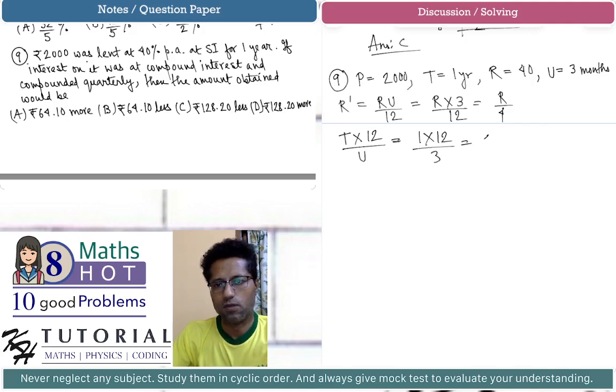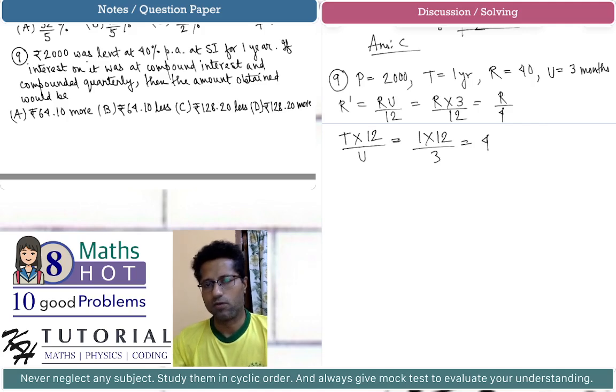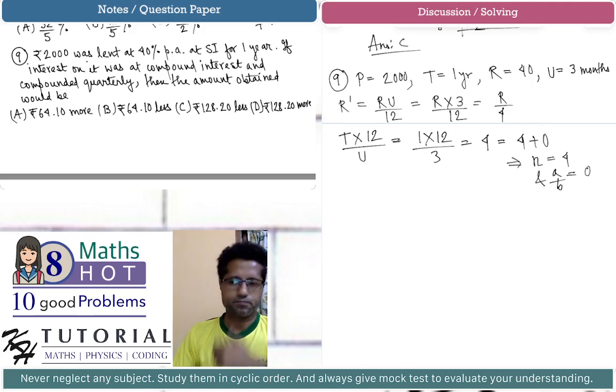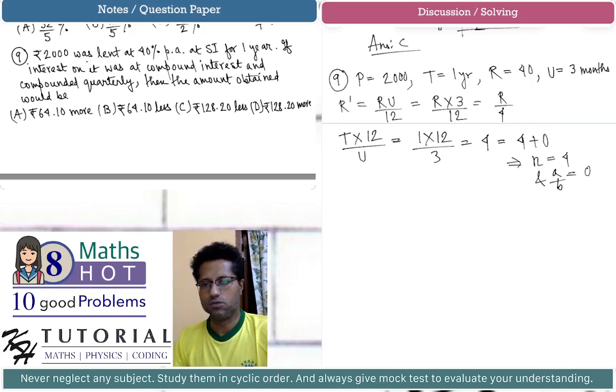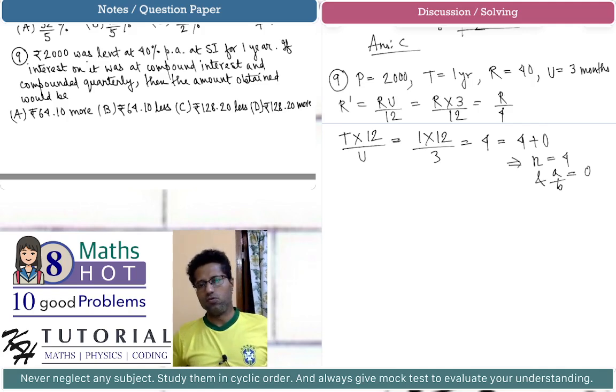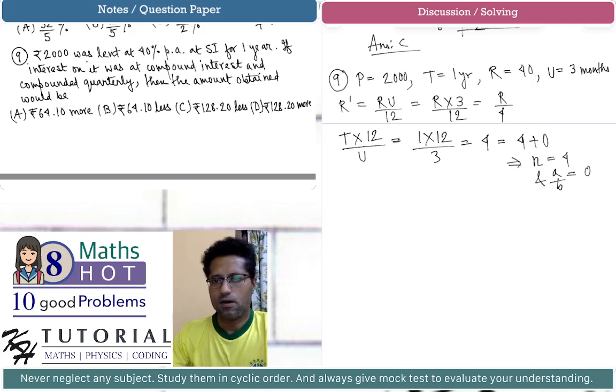So this is 4. Now if we have to express 4 as a mixed fraction, 4 as a mixed fraction is 4 plus 0. So this implies that n, small n, is 4 and the fraction part a by b is equal to 0, because t multiplied by 12 divided by u, that we represent as n and a by b, the mixed fraction n and a by b.